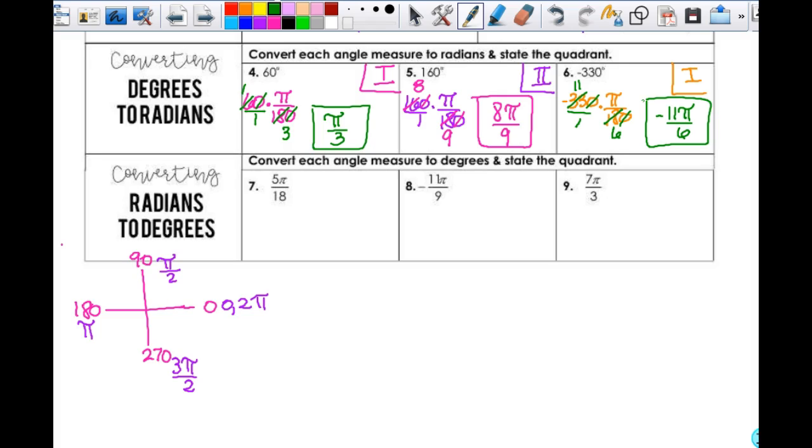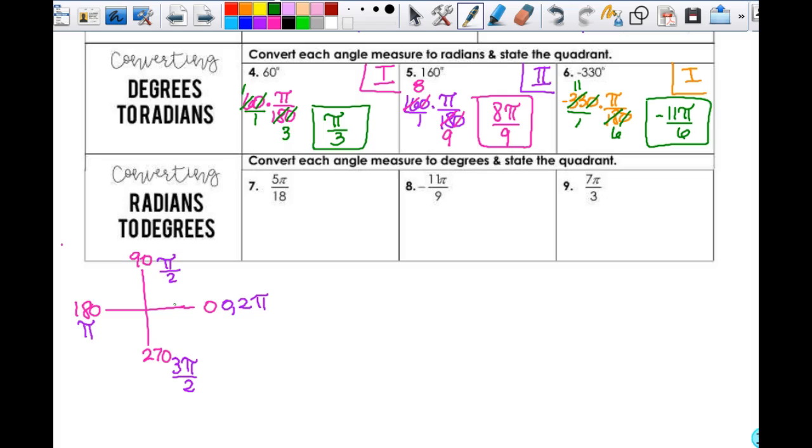But so for this, we've got 5 pi over 18. Well, clearly we're not anywhere near pi, right? But if it was pi halves, what would that look like? What would that be? 9 pi over 18. So we're not even at 9 pi over 18, which means we have to be where? In the first quadrant. You see how that works?